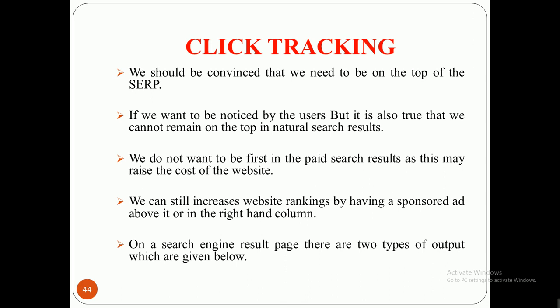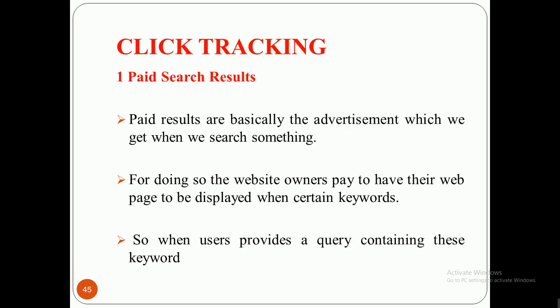So you can also use website ranking by giving a sponsored rank, sponsored advertisement, and on the right-hand side you can display these types of information. On a search engine result page, there are two types of output. Any search engine is available. Which two types of output are available? You can see the paid search result, and the second one is the natural search result.